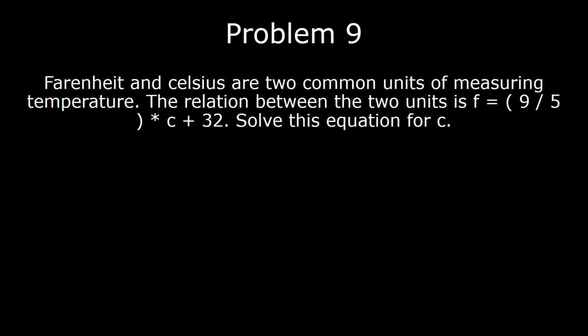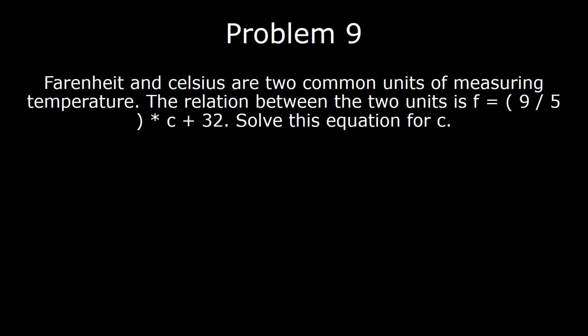Let's start. Transposing 32 from the RHS to the LHS, we have F minus 32 equals 9C upon 5. Now we transpose 5 from the RHS denominator to the LHS numerator. Let's also simultaneously say that we transpose 9 from the RHS numerator to the LHS denominator. After applying both of these operations, the equation we get is left bracket F minus 32 right bracket into 5 upon 9 equals C.